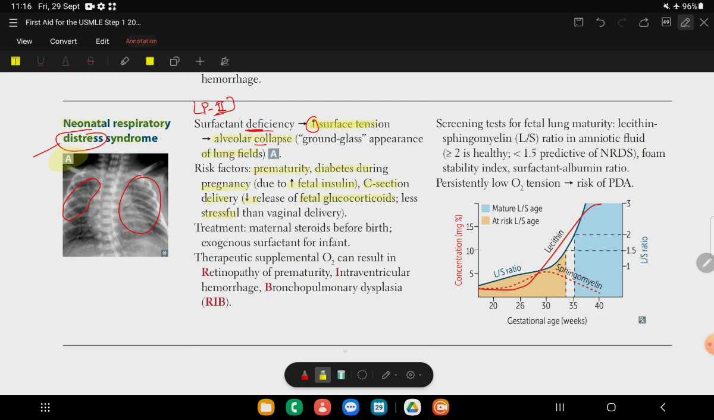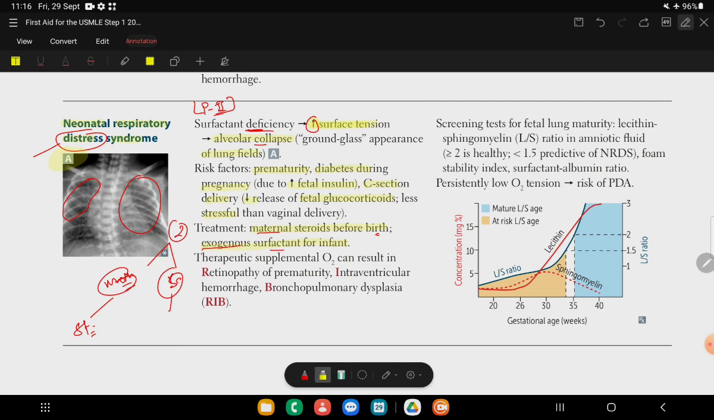What is the treatment for neonatal respiratory distress syndrome? The first one is maternal steroid before birth. So the mother should be given maternal steroid before the birth, and exogenous surfactant for the baby. So basically treatment involves two levels. One you can give to the mother, and another one we can give to the baby. Mother is given steroid, and the baby can be given exogenous surfactant.